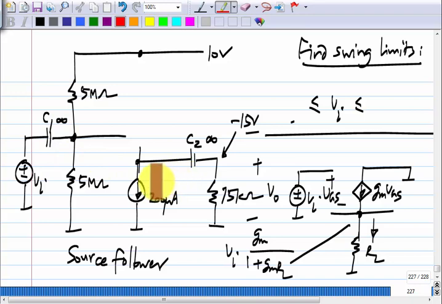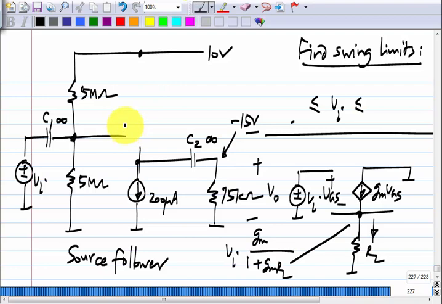What is the gain of the source follower, roughly speaking? 1. Okay. If the output is minus 15 volts, the input also has to be minus 15 volts. So, that is the limit. Now, the gain is not exactly 1. The gain is 15 by 16. So, that is why the limit on the input is minus 16 volts, not minus 15 volts. That is all. But even if you make that approximation and say the input swing limit is minus 15, that would be acceptable.